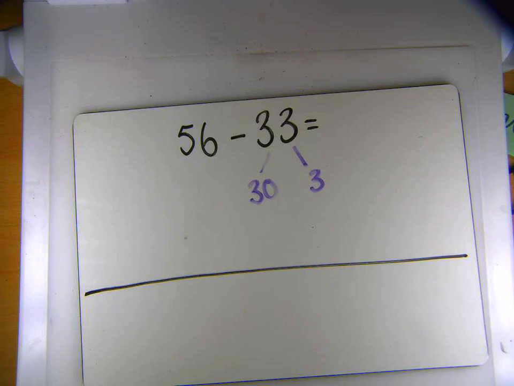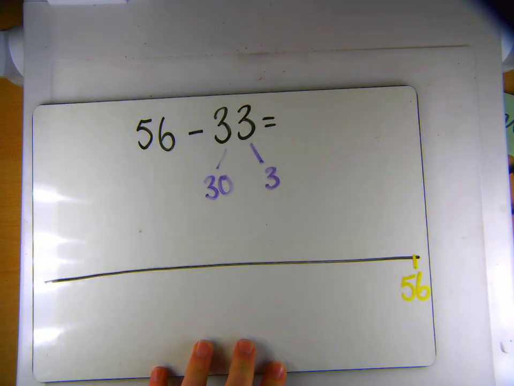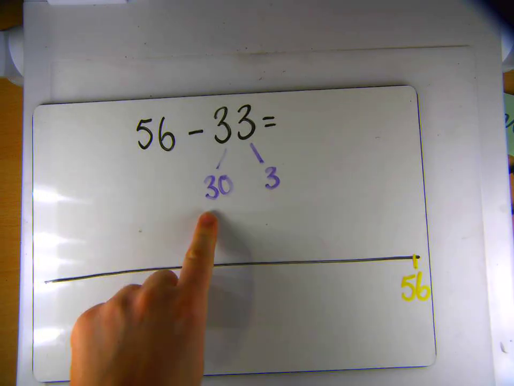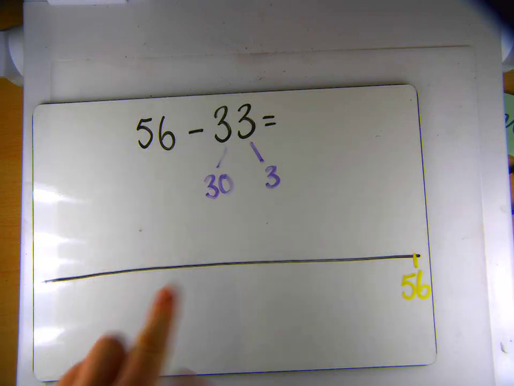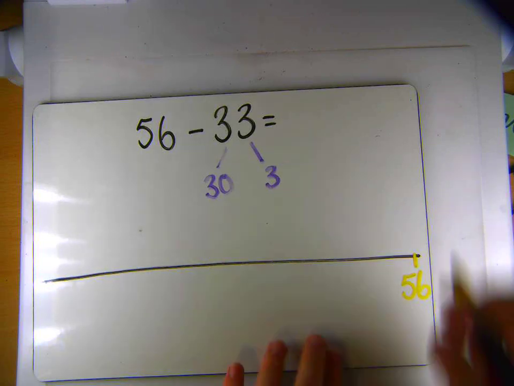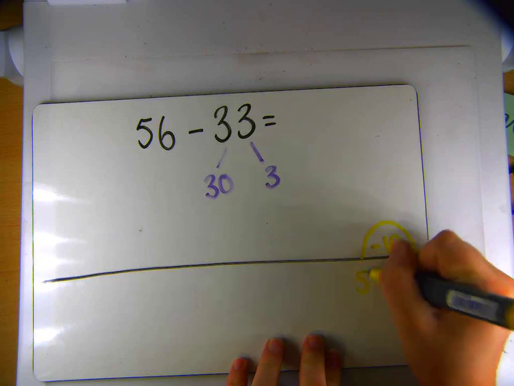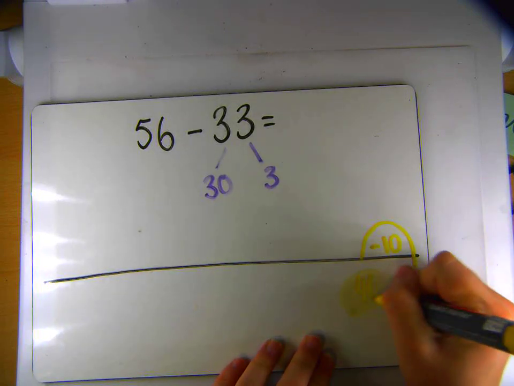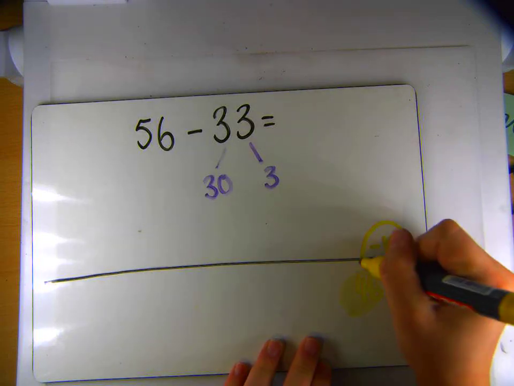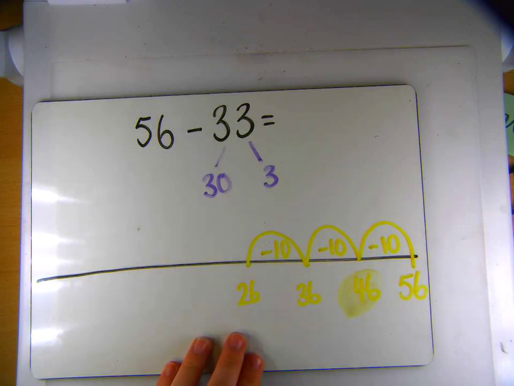Trying to use different colours, so what I'm doing actually stands out. I'm going to pop my 56 at the end. I'm going to take away my 30 and my 3. So I can either do 3 jumps of 10, which is the same as 30, or I could do one great big jump of 30. I'm instead going to do 3 jumps of 10. Now that's not 56, that's 46. Take away another 10, and take away another 10, which is 26.